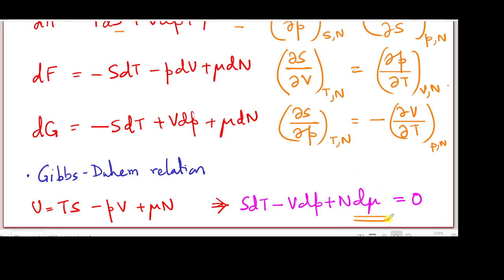This relates the dμ to the other derivatives. So whenever you have derivatives involving μ, you can actually invoke the Gibbs-Duhem relation to rewrite this in terms of the other derivatives. Which is why we did not really bother to write down Maxwell-like relations involving μ's partial derivatives.